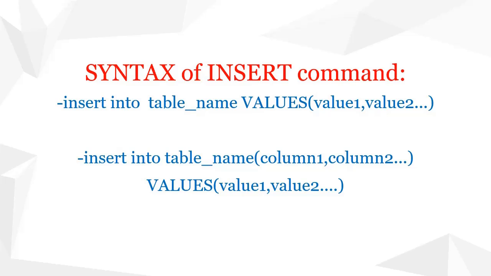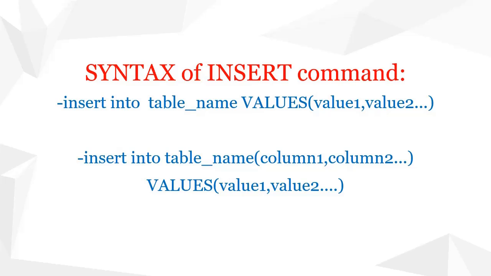For example, you have the first column to be serial number and the second column to be student name. Then you cannot give value 1 under the student name and value 2 under the serial number, okay? The first value should be under the serial number and the second should be under the student name, okay? The values must correspond with the order of the column names of a particular table, okay?